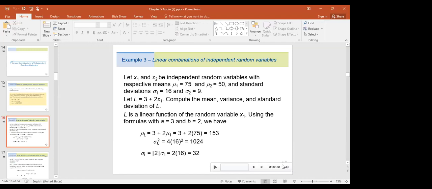Here, we will use the linear transformation. Mu L is 3 plus 2 mu1, which is 3 plus 2 times 75 equals 153. And the variance of L will be 2 squared, which is 4, times 16 squared, which is 1024. And you find the standard deviation by taking the square root of the variance.